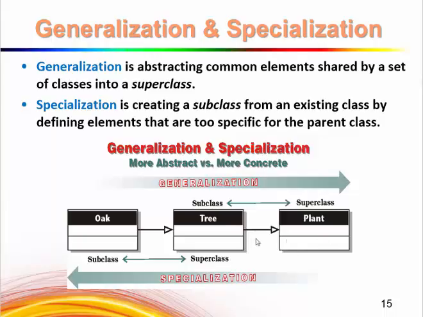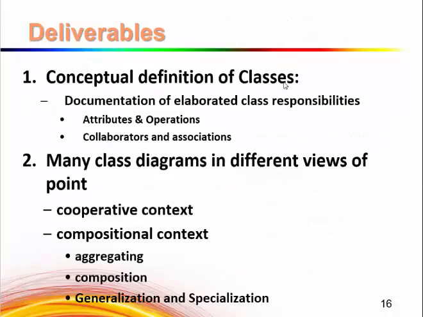About the deliverables of this lecture, there are two deliverables for structural modeling. The first deliverable is a conceptual definition of classes. You will have the documentation for identified classes with their responsibilities, including the defined attributes, operations, and their associations. The second deliverable is a set of class diagrams, including two major types of class diagrams, namely cooperative context and compositional context. You will have 3 to 5 different types of class diagrams with different viewpoints.